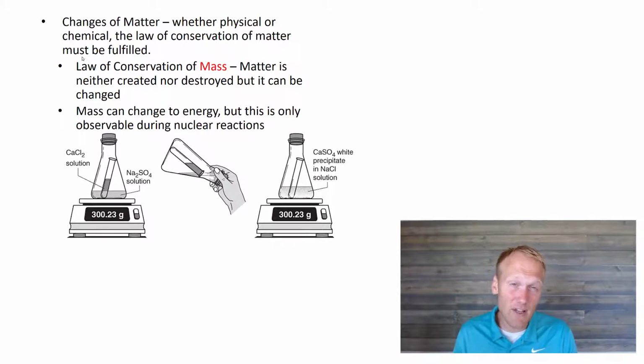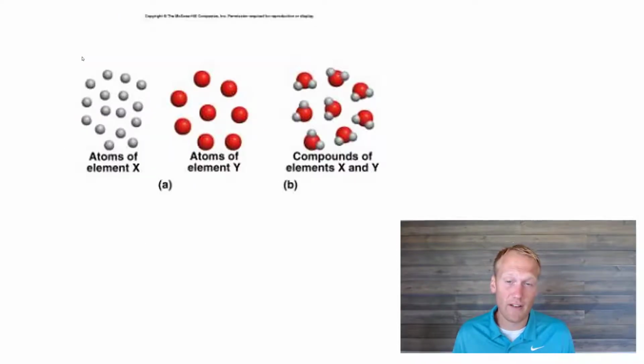Mass can be changed into energy, but that typically happens only in nuclear reactions, which we'll get to in a little bit. Here's just another quick graphic to show we have some atoms of element X, atoms of element Y. When they combine, those atoms all still exist. We've just created a different number of particles because they've bonded together.